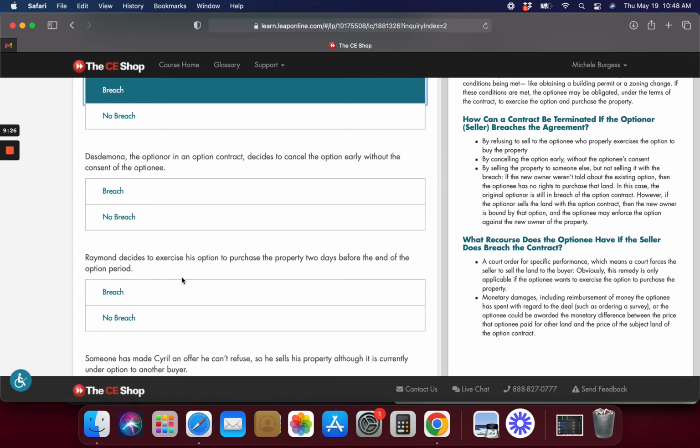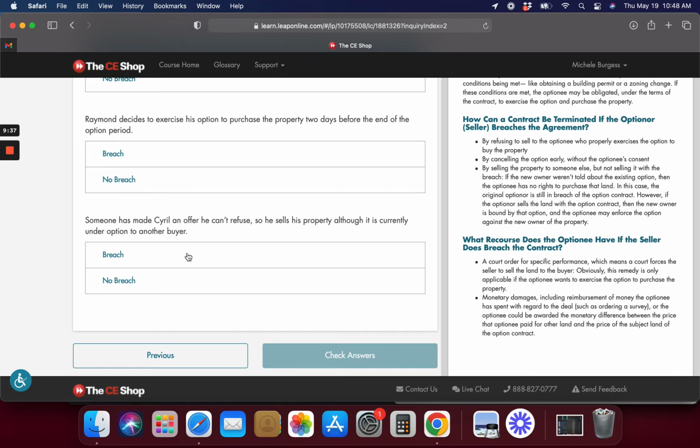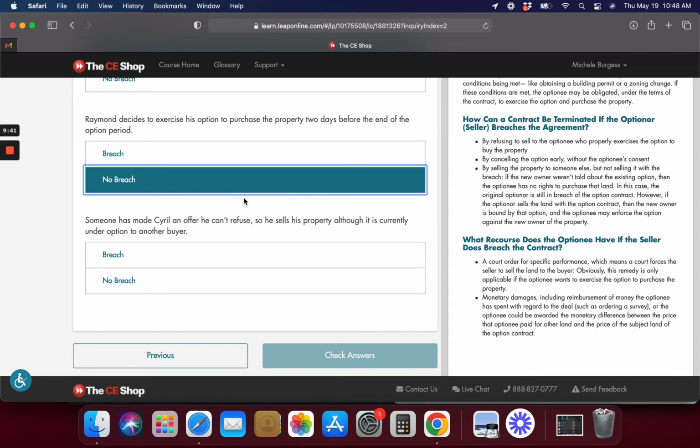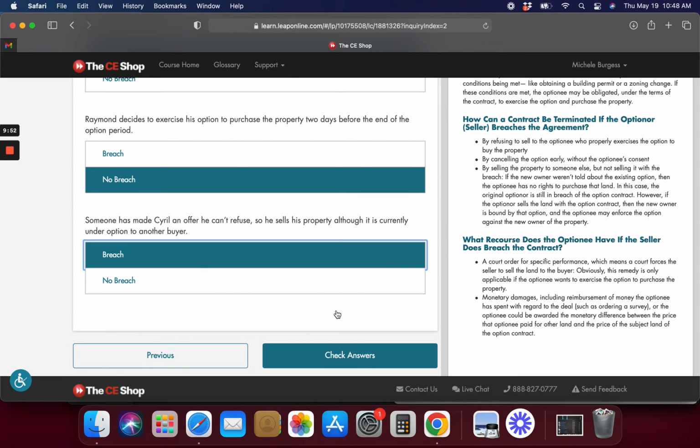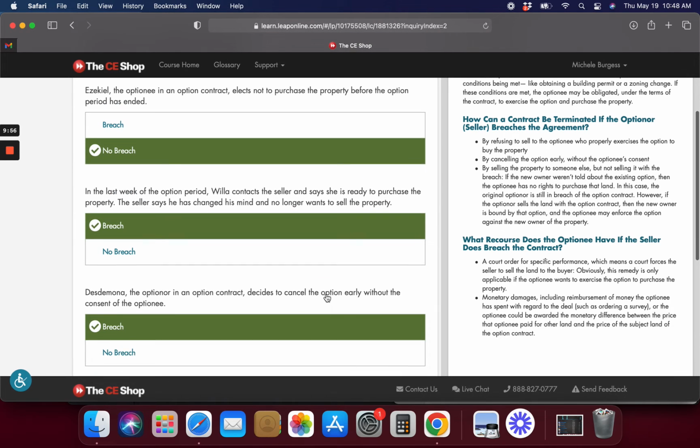Desdemona, the optionor, the seller, in an option contract decides to cancel the option early without the consent of the buyer. That would be a breach. Raymond decides to exercise his option to purchase the property 2 days before the end of the option period. Someone has made him an offer he can't refuse, so he sells his property, although it is under option, to another buyer. And we got all those right, believe it or not.